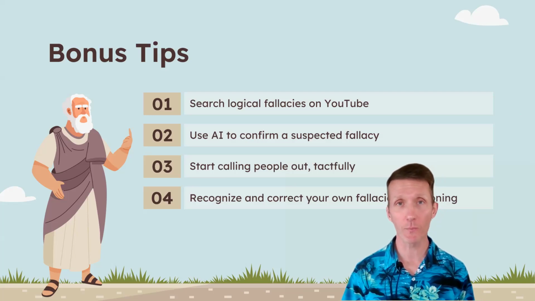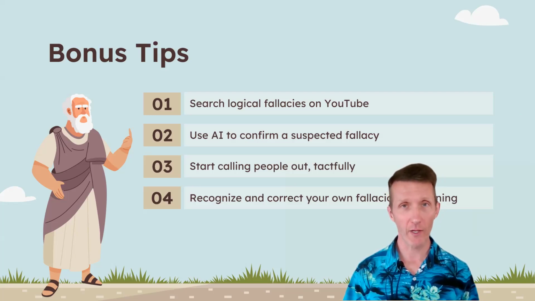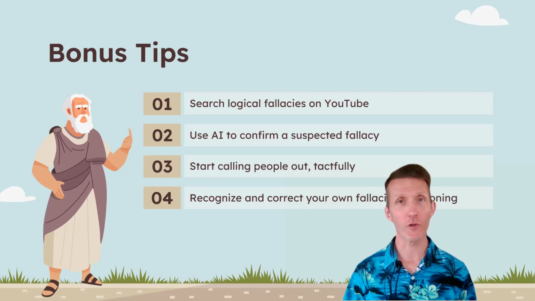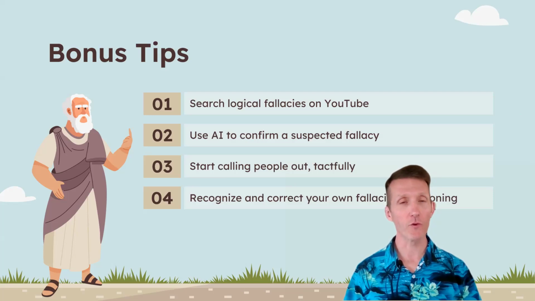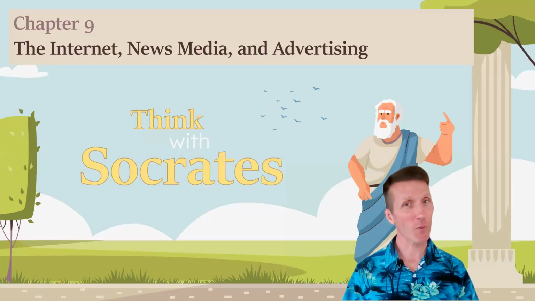And last, and possibly most importantly, begin recognizing and correcting your own fallacious reasoning. We all do it. We're all prone to these errors, just like the cognitive biases. But now that you're aware, you can prevent it, you can minimize it, you can deal with it, you can correct it. All right, that's one of my favorite chapters.